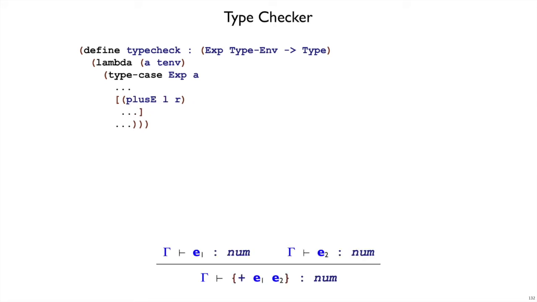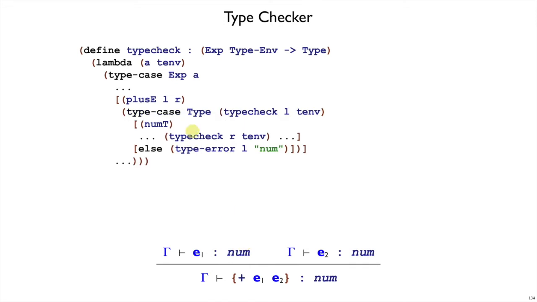How about a plus C expression? It has left and right sub-expressions. In this notation, we showed type check being called recursively on E1 and E2. So that's what we're going to do here. We call type check recursively on L and R. We get two types back from those, but what this rule says is they had to both be numbers. So we can do a type case on the result of type check to make sure that the left expression has type number.